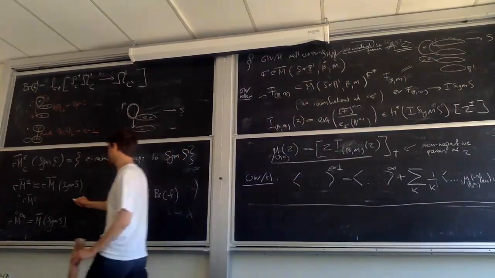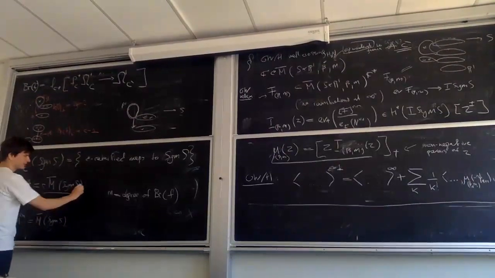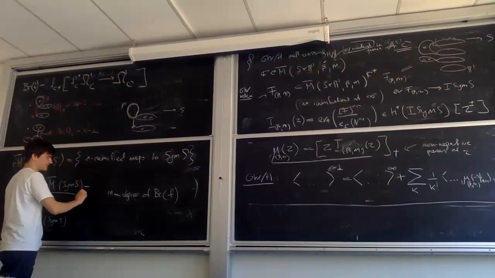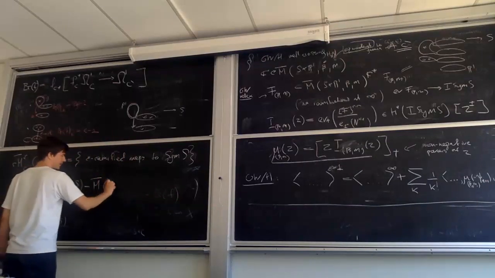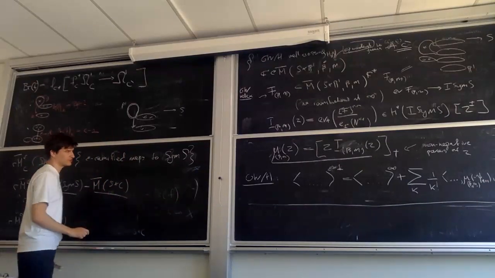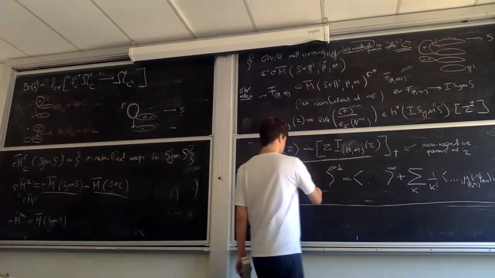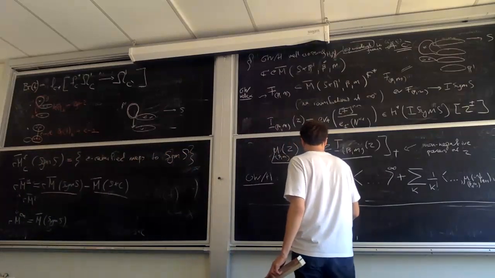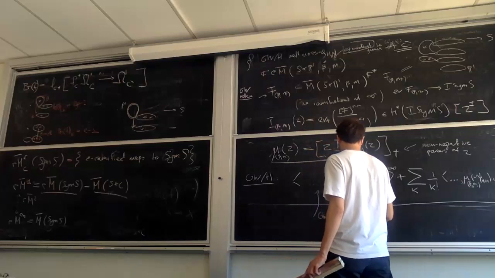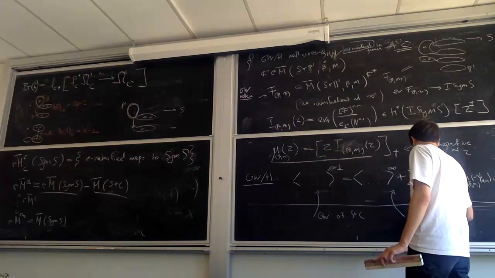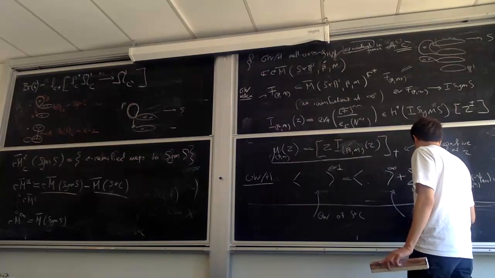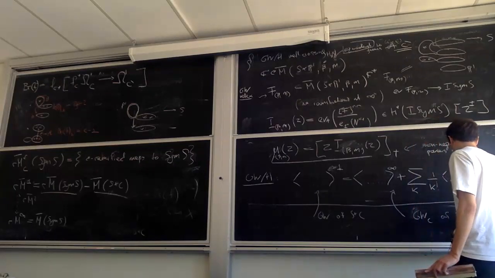One is ramified, one is the most vertical. Yeah. This is equivalent to M of S times C. So this is Gromov-Witten theory of S times C. Well, this is Gromov-Witten theory of the fixed curve of the symmetric product.